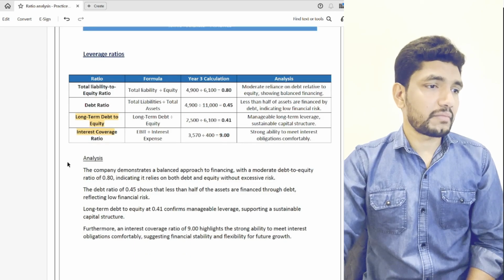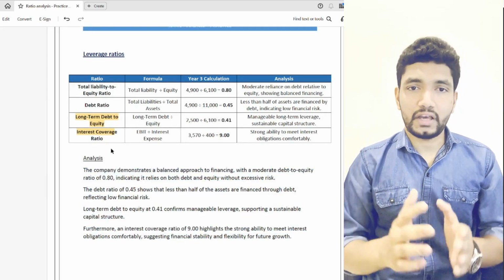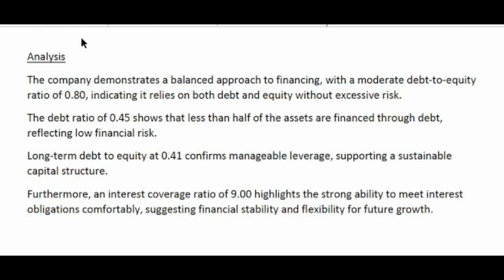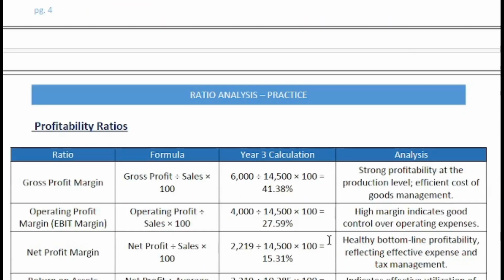You can see the similar analysis that we did here, and you can go through this analysis and even prepare the complete analysis for year 1, year 2 and year 3. So you'll be more familiar with the leverage ratios. Next we will move into profitability ratios.